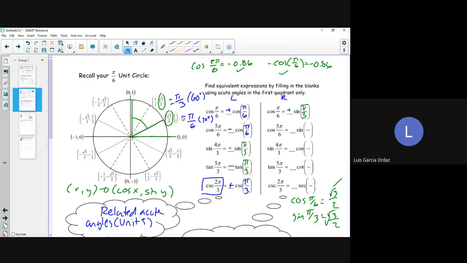Except with the related acute angle, we're focusing on the angle closest to the x-axis. This one's on the y-axis. But with the correlated acute angle, we're focusing on the angle closest to the y-axis, which is why we're focusing on this one and not this one anymore. Great. Thank you.